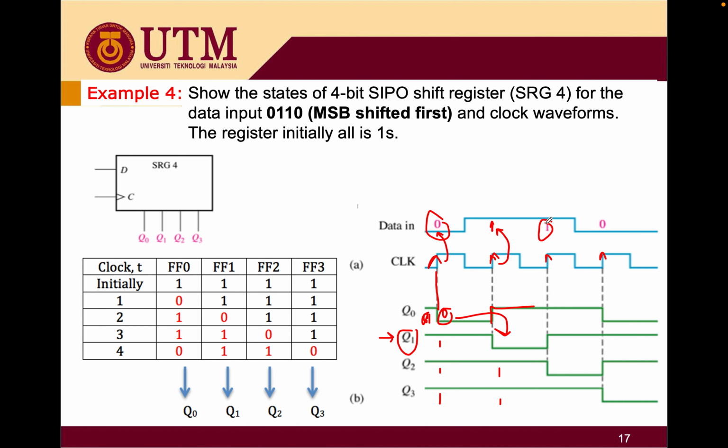So next, after you meet cycle number 3. Cycle number 3 is going to refer to here, it is 1 for Q0. But the previous 1 here will be shifted to your Q1. And this value for Q1 will be shifted to your Q2. Okay. And then lastly, your clock number 4. The input is 0, that's why your Q0 will follow, which is 0. While for your Q1, it will be shifted from your Q0. For your Q2, it will be shifted from your Q1. And lastly, for your Q3, it will be taken from your Q2 shifted. So that's why you will get lastly 0110.